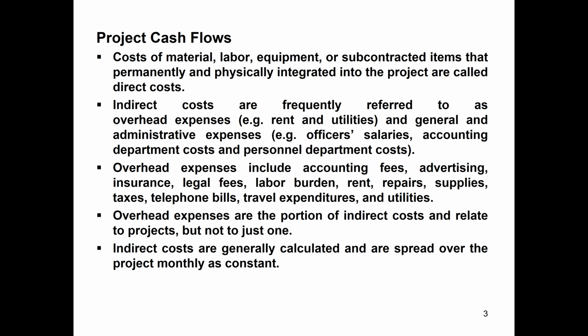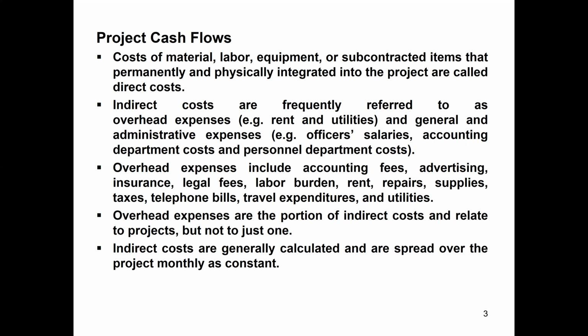So now we are going to learn what is meant by direct cost and indirect or overhead cost. The cost of material, labor, equipment, or subcontracted items, or subcontractors' cost, that are permanently and physically integrated into the project are called direct cost. So that becomes part of the project, whether it's material, the labor force doing that work, or the equipment that we are using to construct that part. So it's a direct cost.